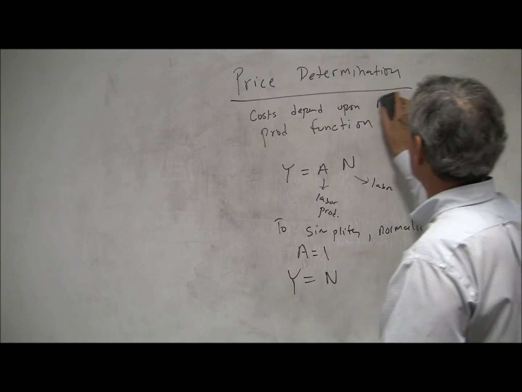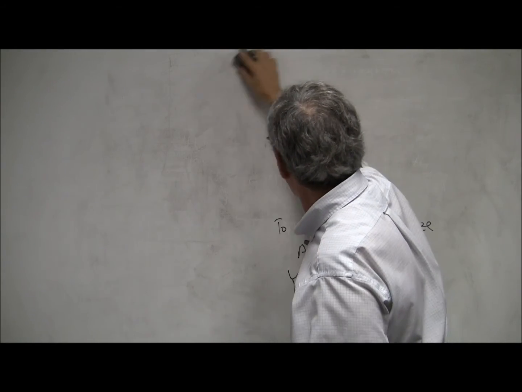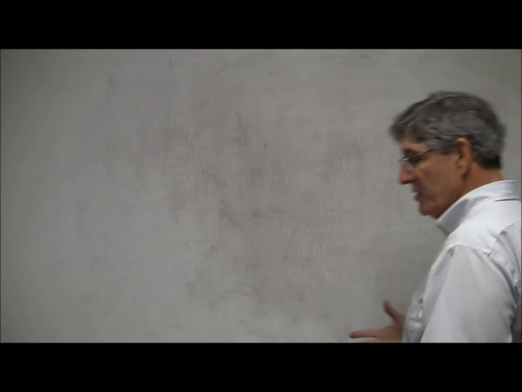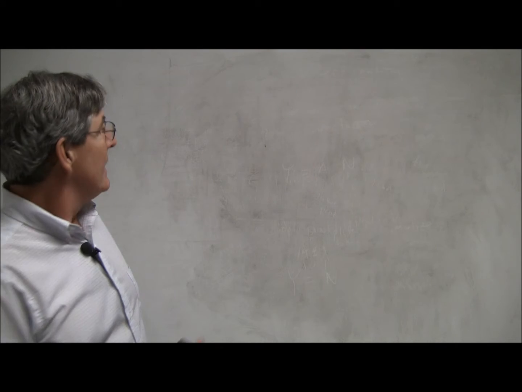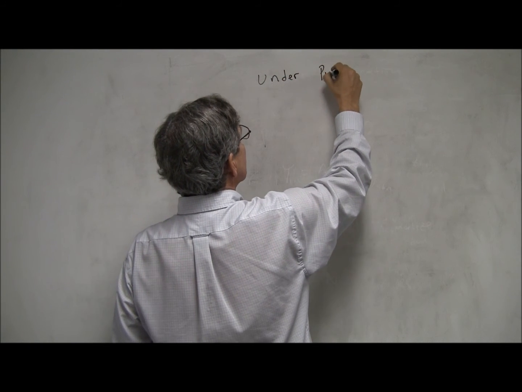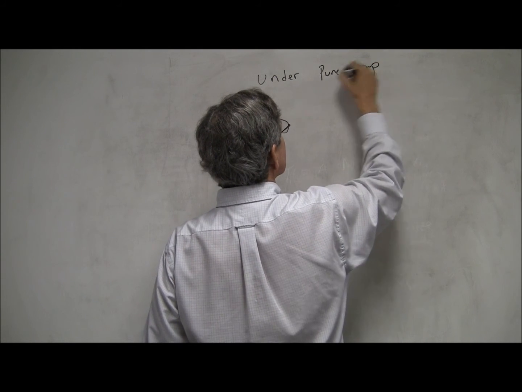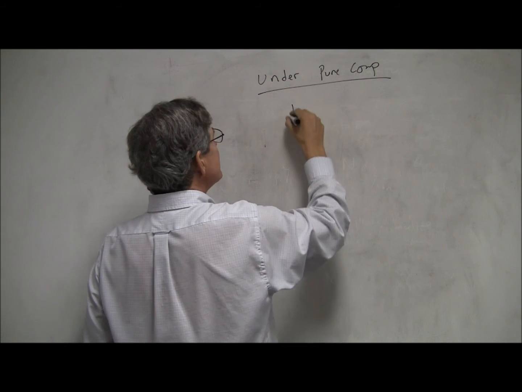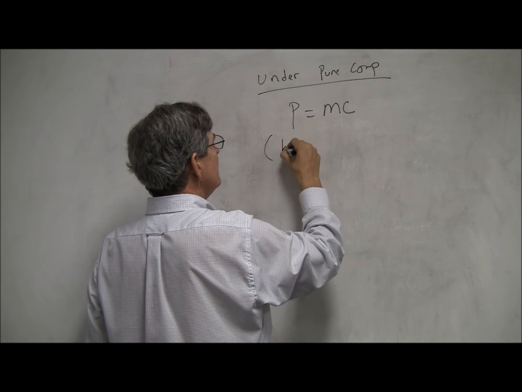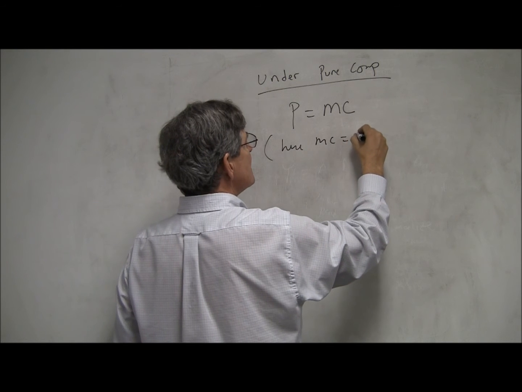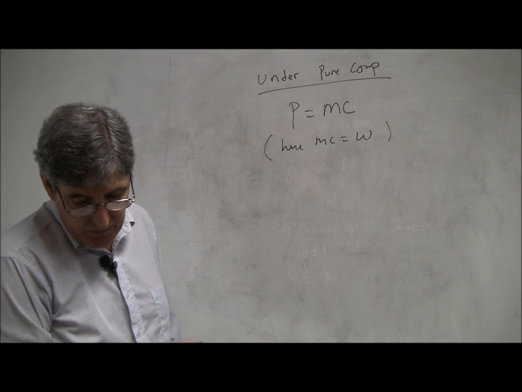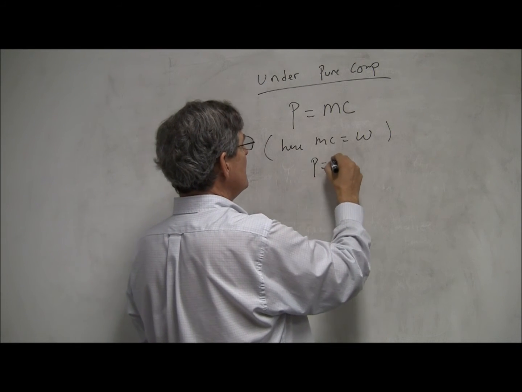So that's going to be our production function. It tells us how labor turns into output. It tells us how much labor it takes to produce a given level of output. Now, hopefully you remember from principles that under pure competition, price is equal to marginal cost. And here, the marginal cost is just the wage. So you would get that price equals wage.